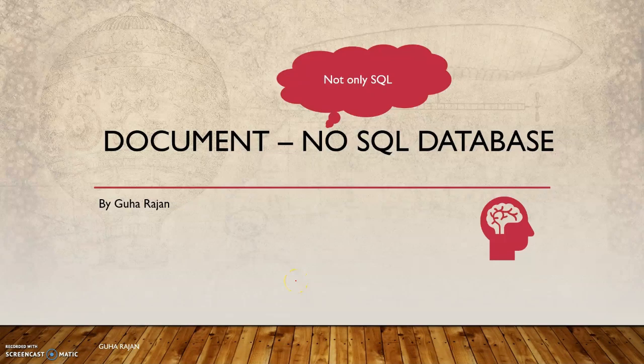Let's now go deeper into the NoSQL database. By the way, NoSQL actually refers to N stands for not and O is only. So it is called a not only SQL database. And as we are going to look at the Google NoSQL database, that is the Firebase one, it is related to the document type of NoSQL database.